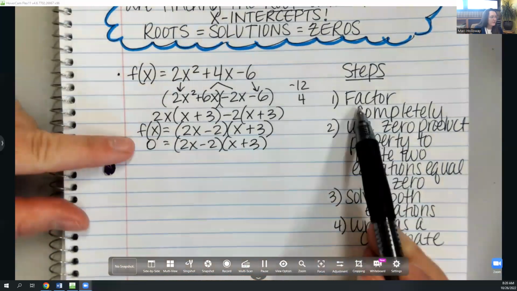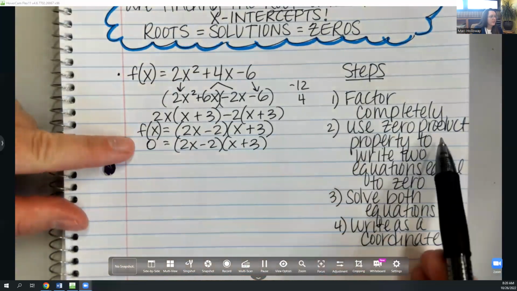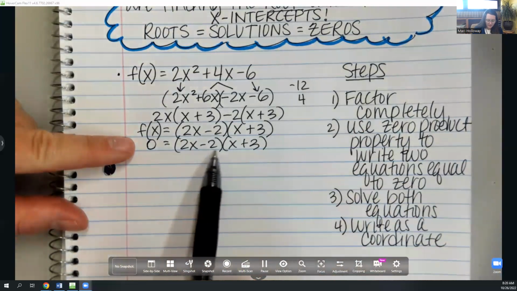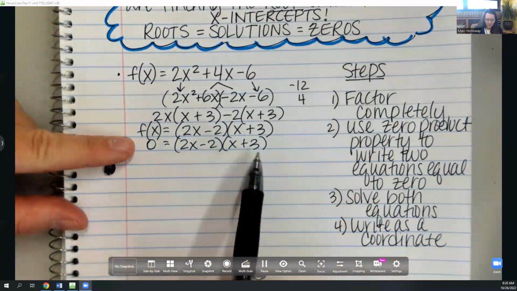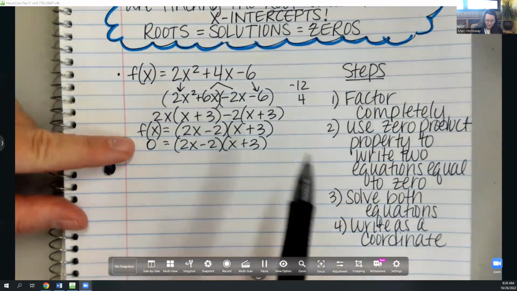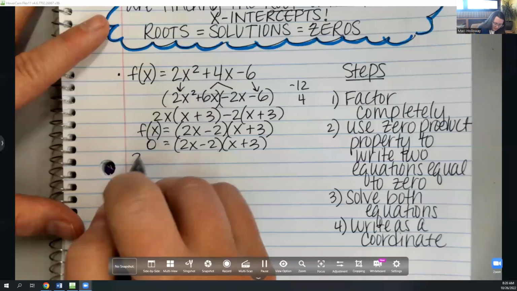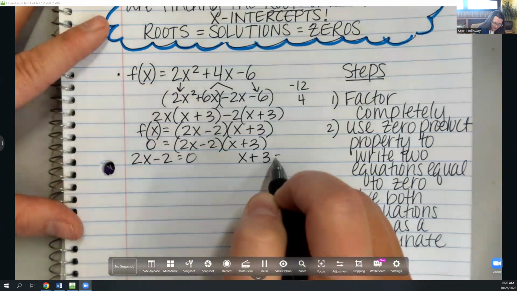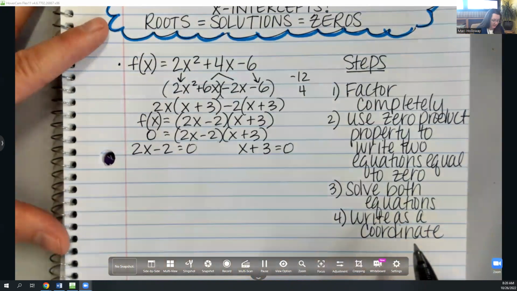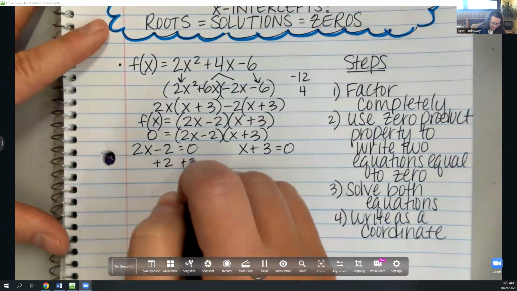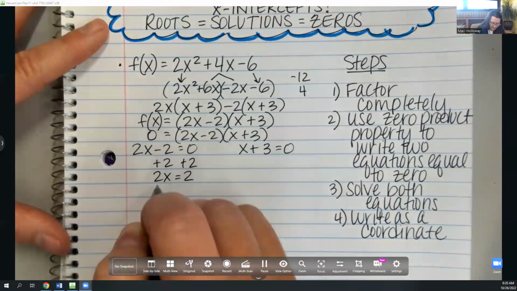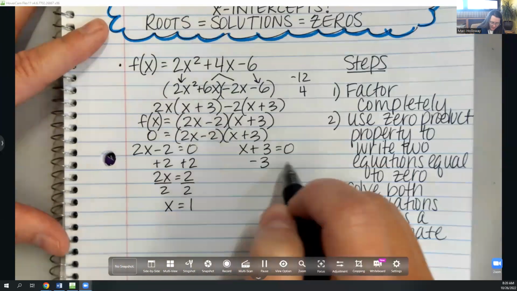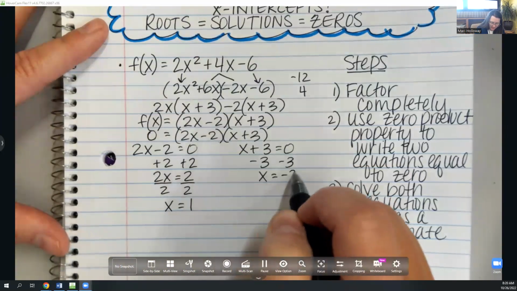Well, we've already done the first one. We factored completely. Now I'm going to use zero product property to write two equations equal to 0. Well, I know if this value is 0, then the whole thing is 0. Or if this value is 0, then the whole thing is 0. So let's write our two equations. 2x minus 2 equals 0, and x plus 3 equals 0. And we're going to solve them separately. So we'll add a 2, 2x equals 2, divide by 2, and x equals 1. Subtract 3 over here, and x equals negative 3.